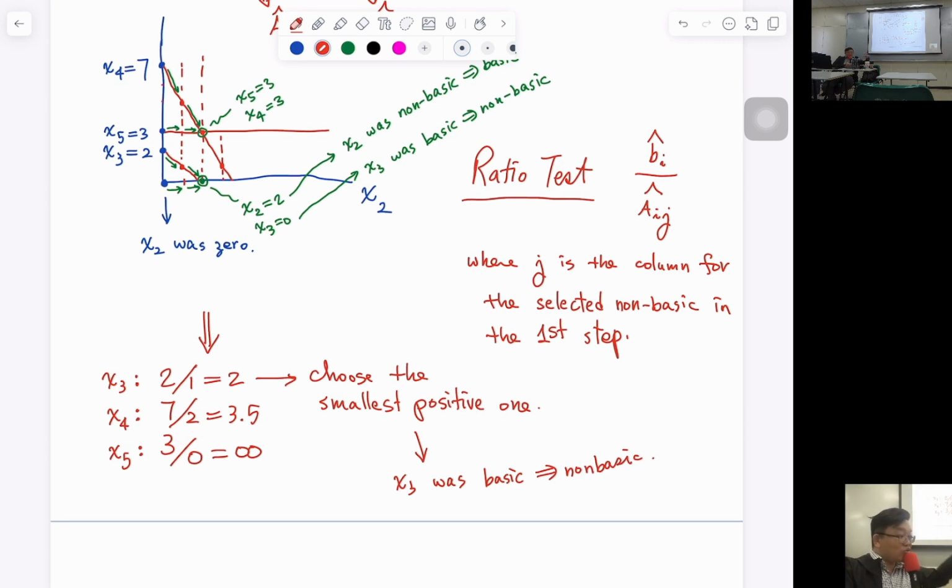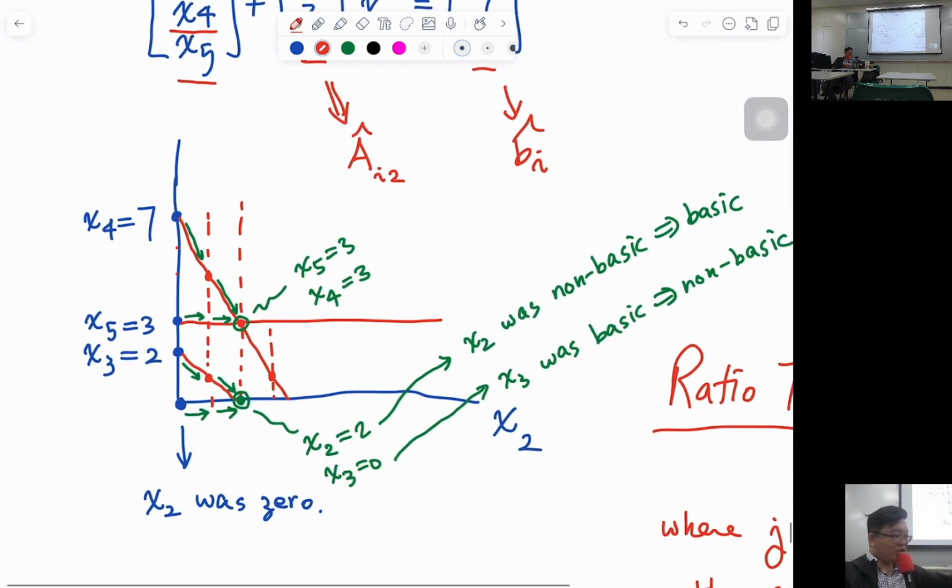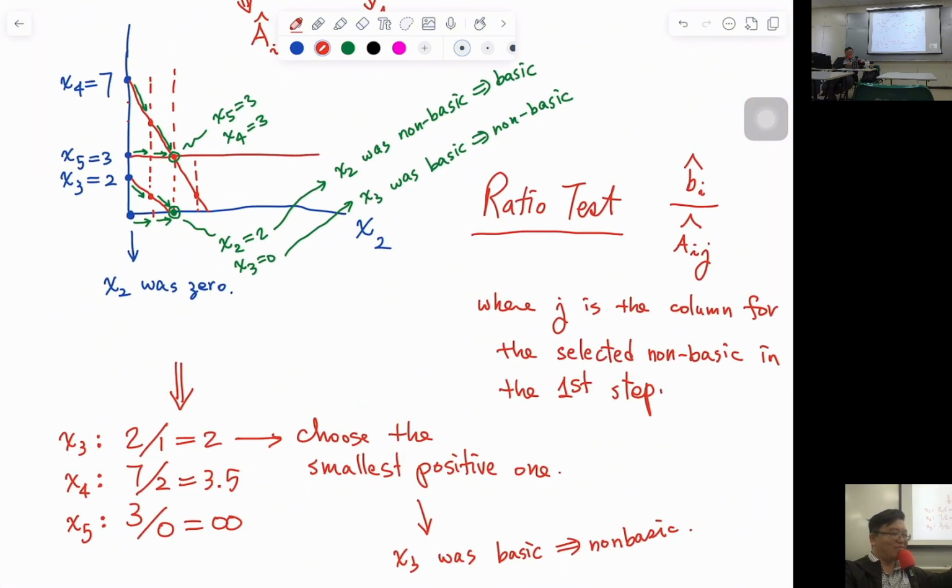So why do we choose the smallest positive one? Because in this figure, when you have the smallest positive ratio, your value is going to drop and reach 0 the earliest when the non-basic value x2 increases. That's what the ratio test means in a graph. Okay.